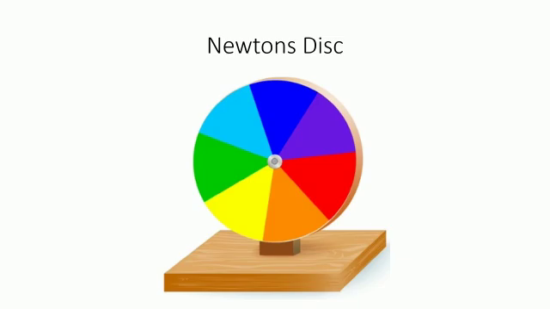The disc was fitted on a stand and rotated fast. As the disc rotated, the 7 colors disappeared and only white was seen. This proved that sunlight is made of 7 colors. That is why the disc is known as Newton's disc. From this we come to know that white sunlight contains 7 colors.